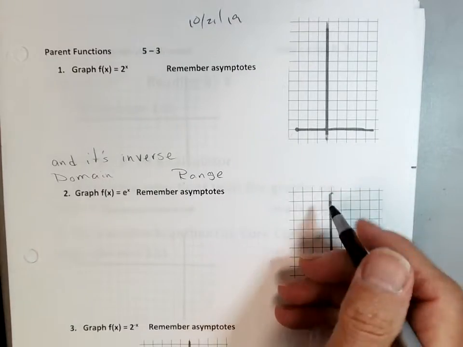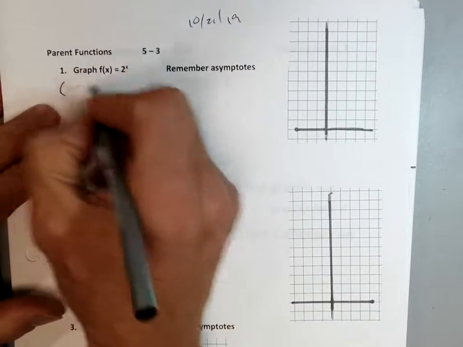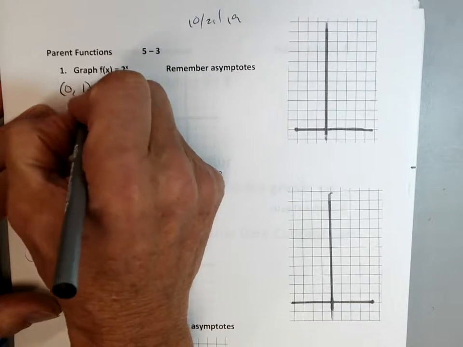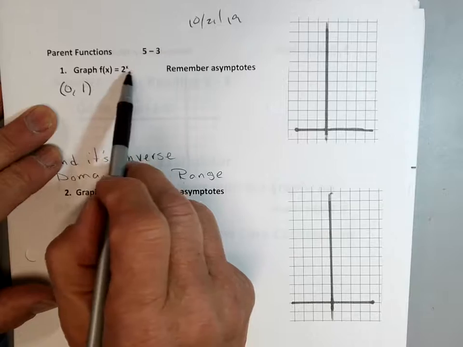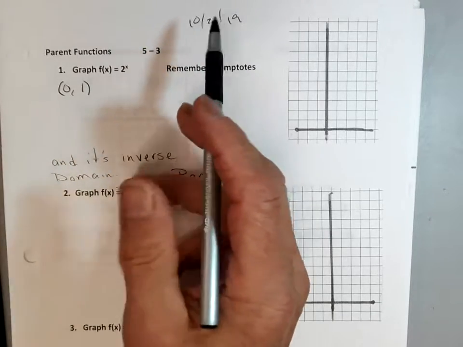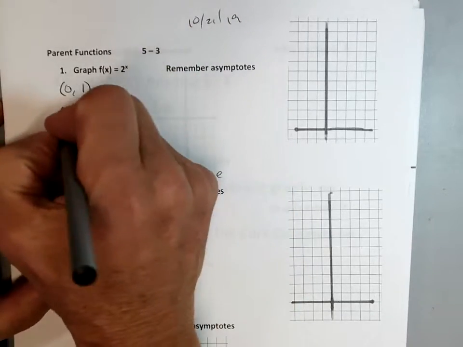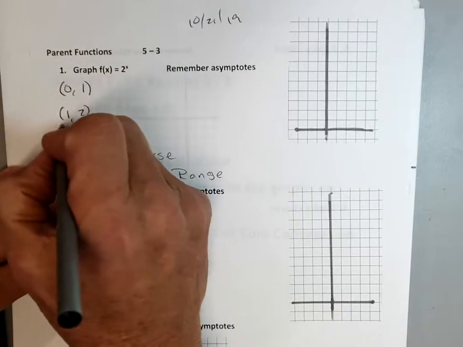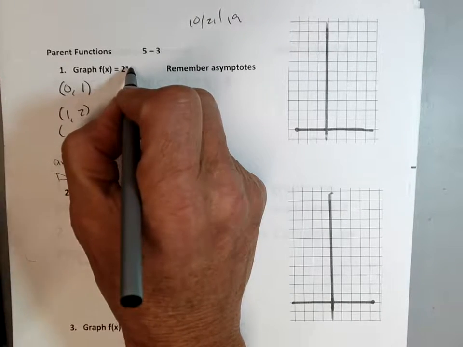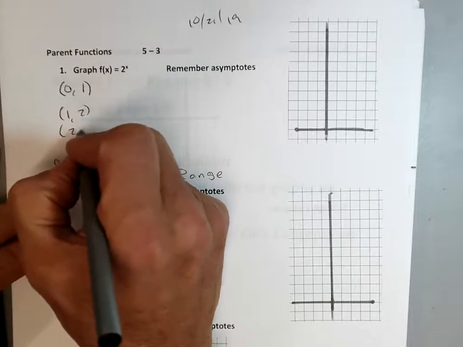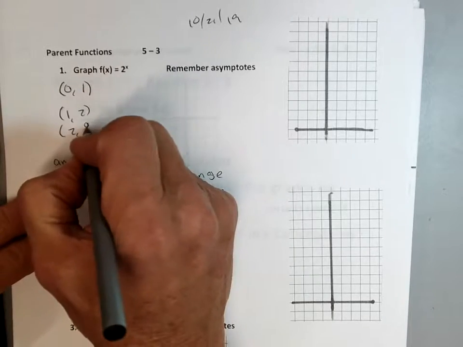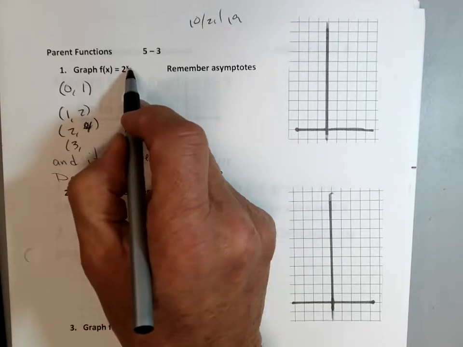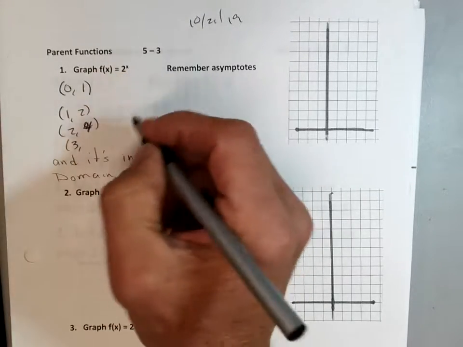If I plug in 0, anything to the 0 power is 1. If I plug in 0, 2 to the 0 power, and you can use your calculator if you don't believe me, but it is 1. If I plug in 1, then 2 to the 1 power is 2. If I plug in 2, 2 to the 2 power is 4. And if I plug in 3, then 2 to the 3rd power is 2 times 2 times 2, which is 8.